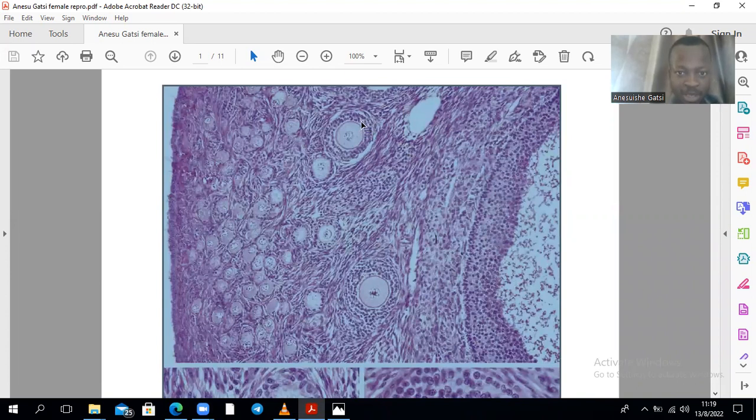For example, this surrounding this follicle, that's a zona pellucida. You have a follicle that is developing right over there. Then here we have an antral follicle. We have another follicle here with a zona pellucida there. This on the outside of the ovary, that's our germinal epithelium.